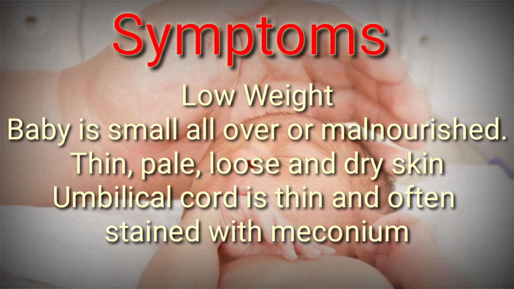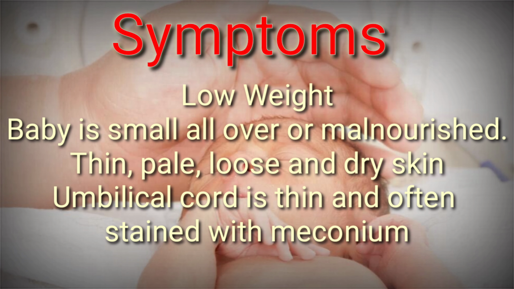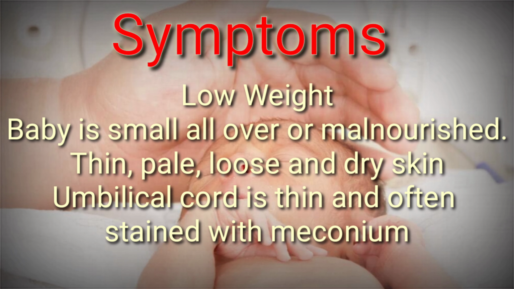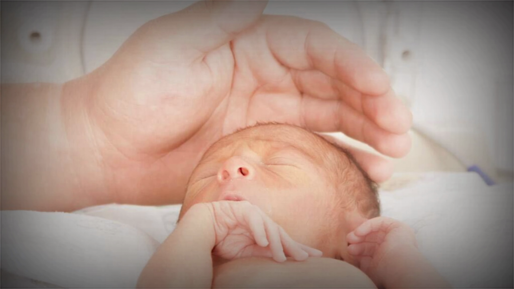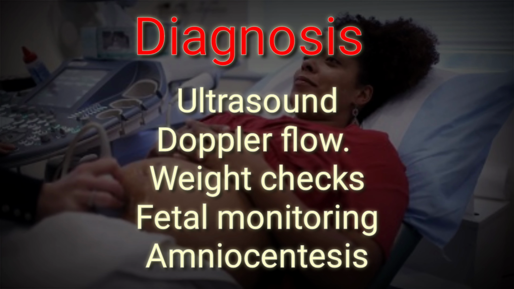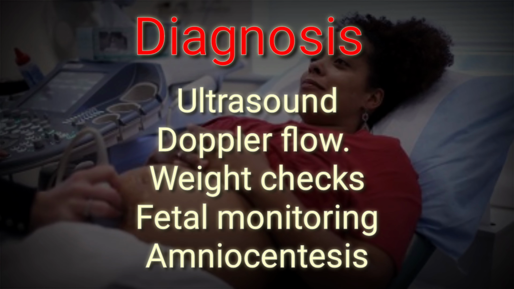loose and dry skin. Umbilical cord is thin and often stained with meconium. Not all the babies that are born small have IUGR. IUGR diagnosis. Doctors have many ways to estimate the size of the babies during pregnancy.